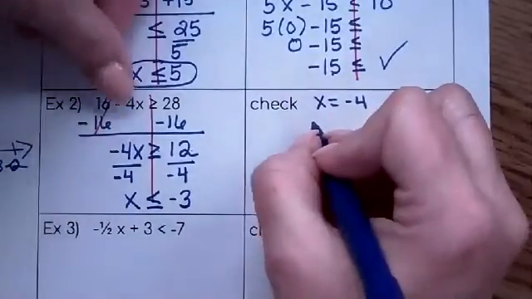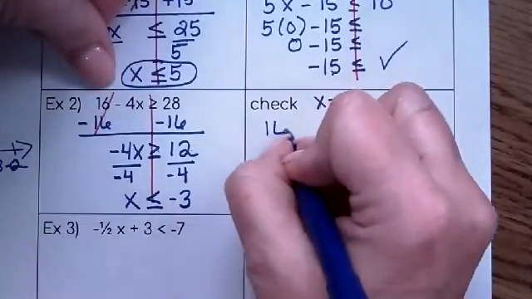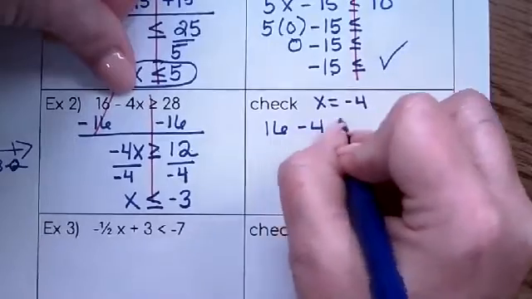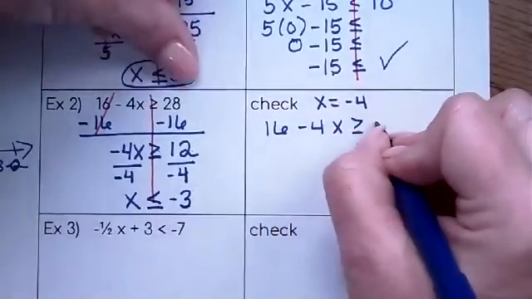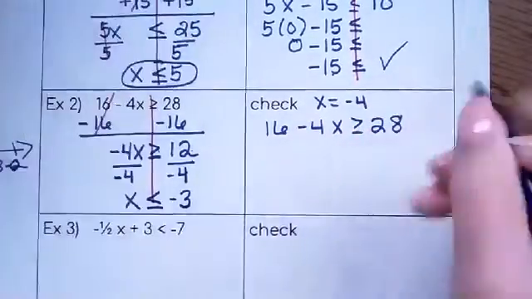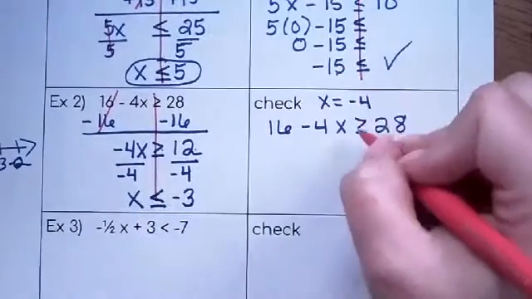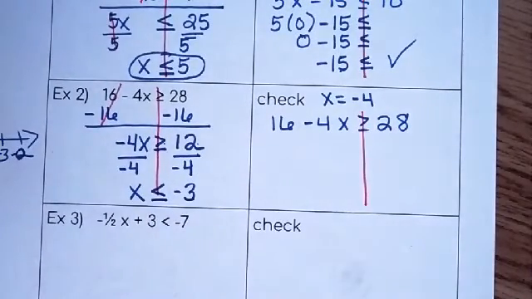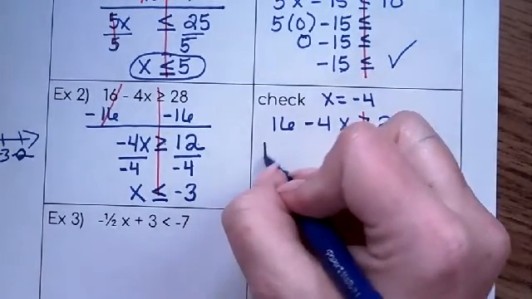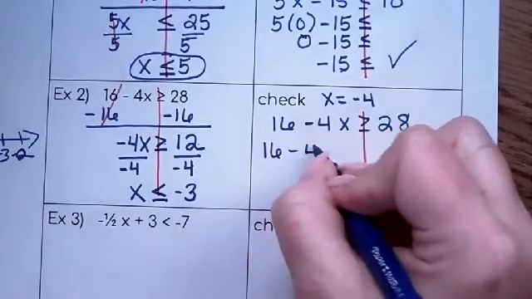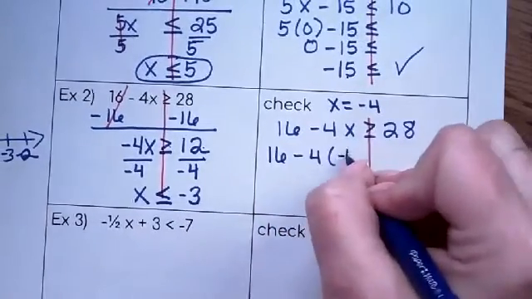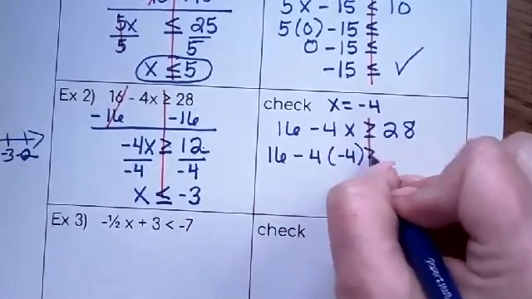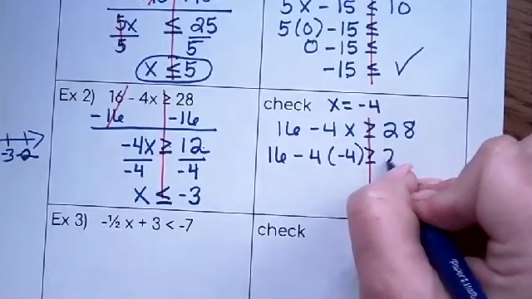Now, I'm going to rewrite my problem. 16 minus 4x greater than or equal to 28. And I'm going to put in my river. Again, I only have variables on one side of my inequality, so I only have to work on one side. Okay? Now, let's take a look. 16 minus 4 times what? -4, right there. And that's got to be greater than or equal to 28.